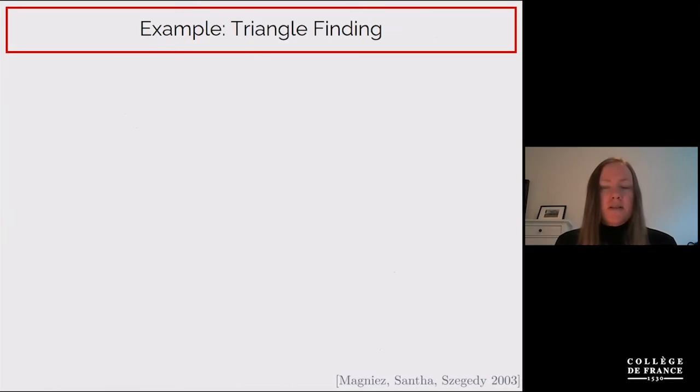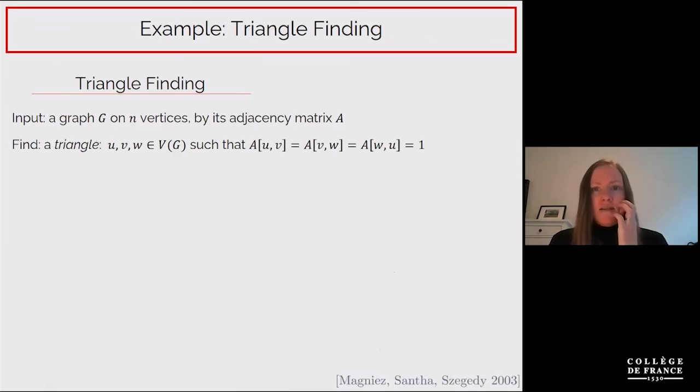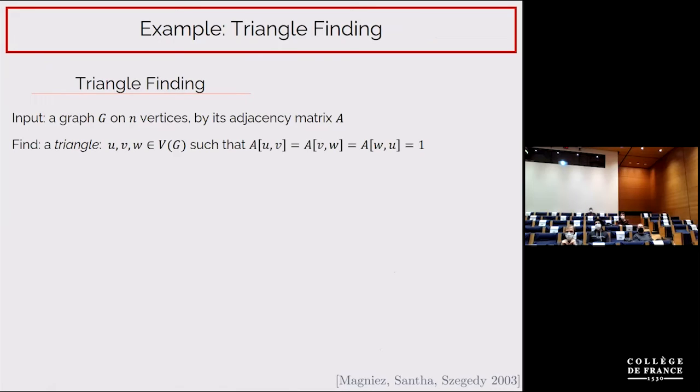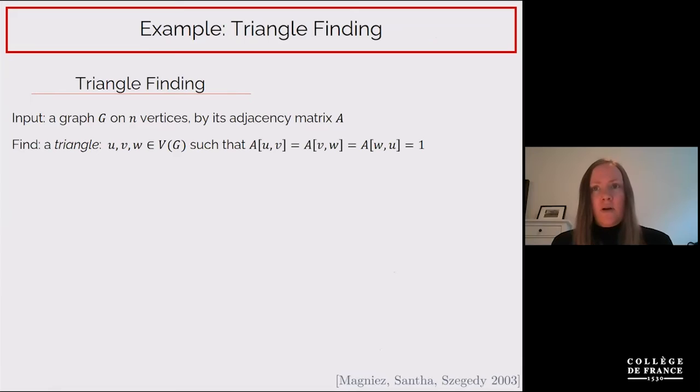The problem we're going to consider is triangle finding. In this problem, the input is the adjacency matrix A of a graph, G, and we want to find a triangle in the graph or decide that there isn't one, that the graph is triangle free. And by a triangle, I mean a triple of vertices, U, V, W, that are all pairwise adjacent in the graph.